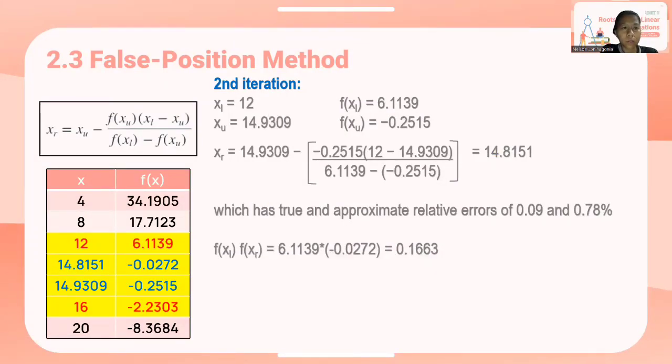So second iteration, XL is still 12. XU is now 14.9309. So the function of XL equals 6.1139 and the function of XU is equal to negative 0.2515.